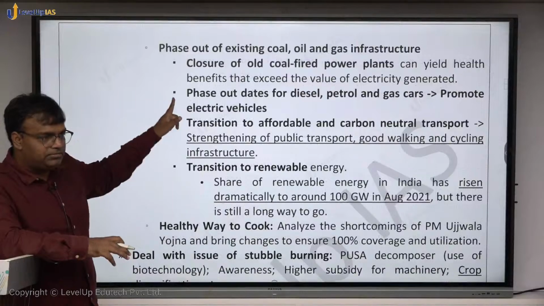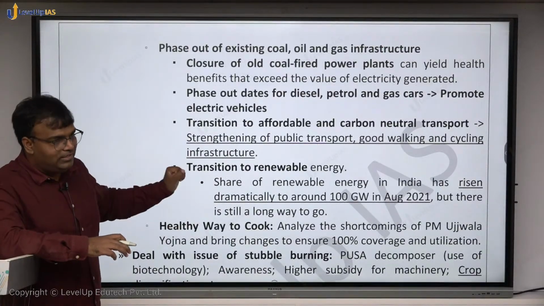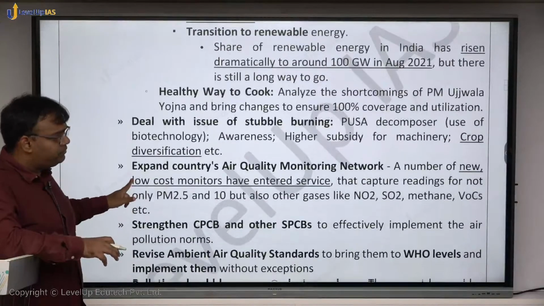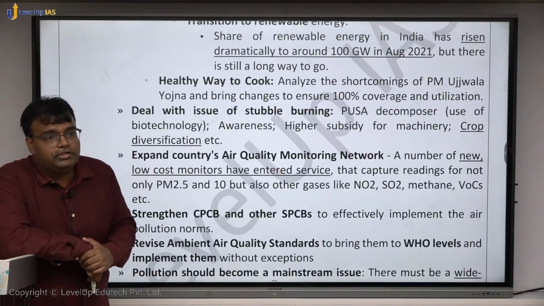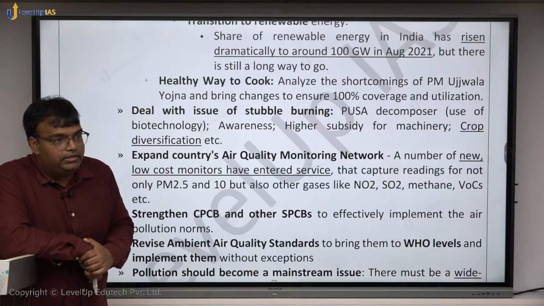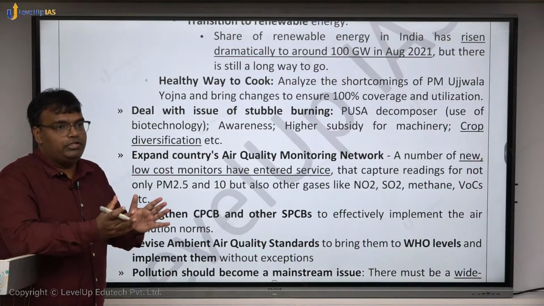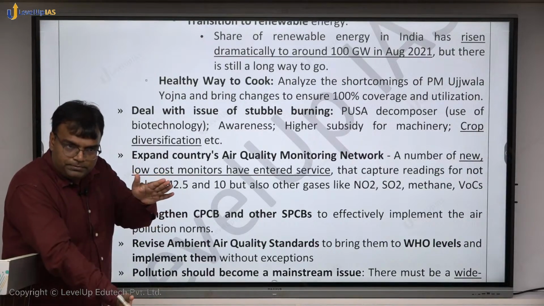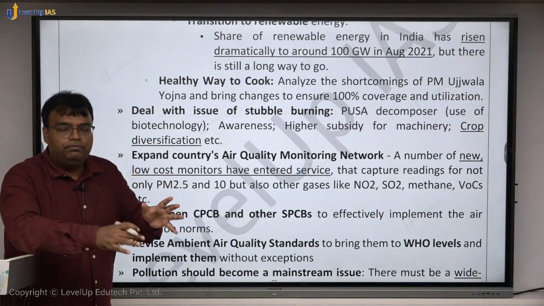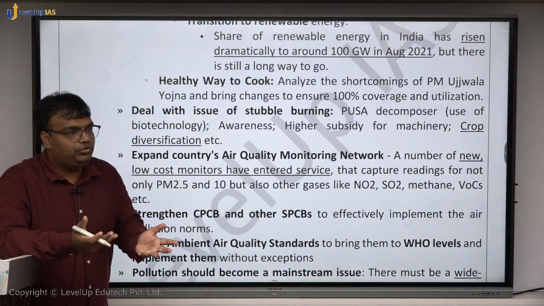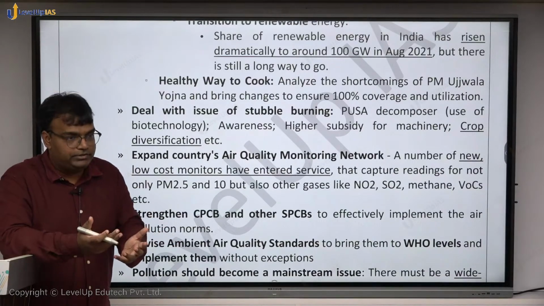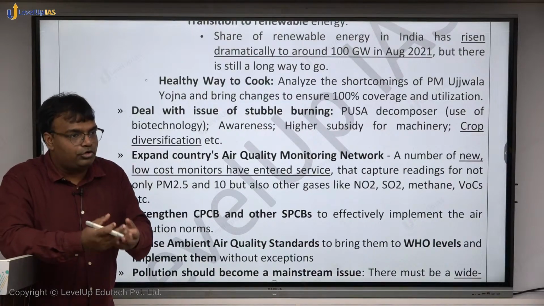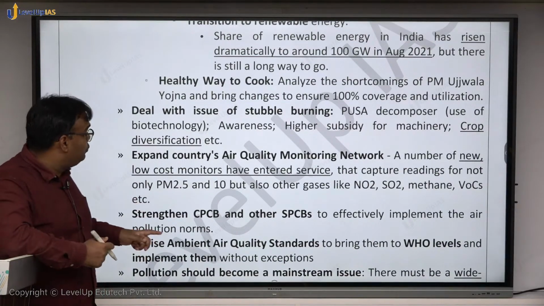These are certain steps that we'll have to take to directly deal with air pollution, but there are other aspects also. Like we have to deal with stubble burning. Though we'll study the topic of stubble burning in a lot of detail, we'll deal with a lot of aspects related to it. But briefly, like the use of Pusa decomposer, or finding alternatives for farmers to sell their stubble at some economic benefit are certain things that we'll have to look at.